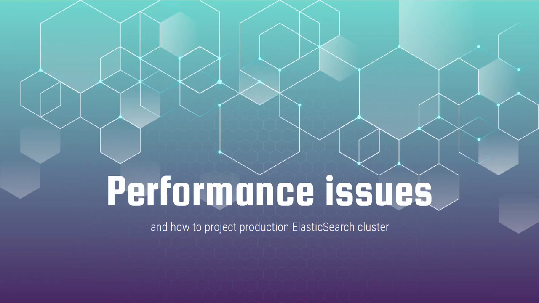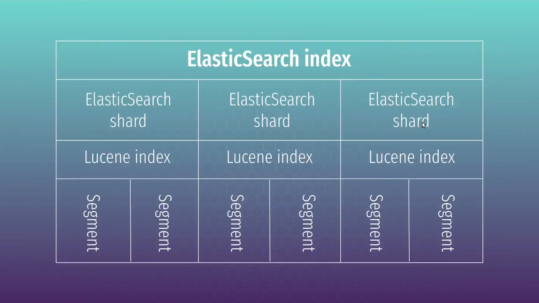Hi, and welcome to a rather interesting lecture where we will speak about performance issues and how to project a production Elasticsearch cluster. As you remember, a shard is a logical and physical division of an index, but in fact that is a Lucene index under the hood. You can say, what? How can it be, and what is that Lucene?